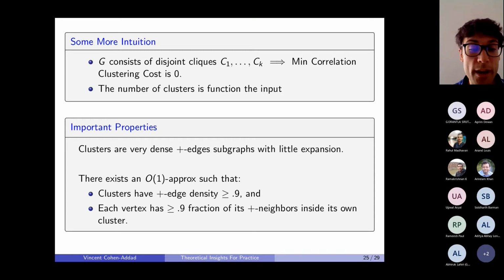They are very dense inside, with a lot of plus edges inside, and very small expansion, because all the vertices inside have most of their plus neighbors inside and are made of a lot of plus edges, almost cliques. Okay. So then we came up with this.